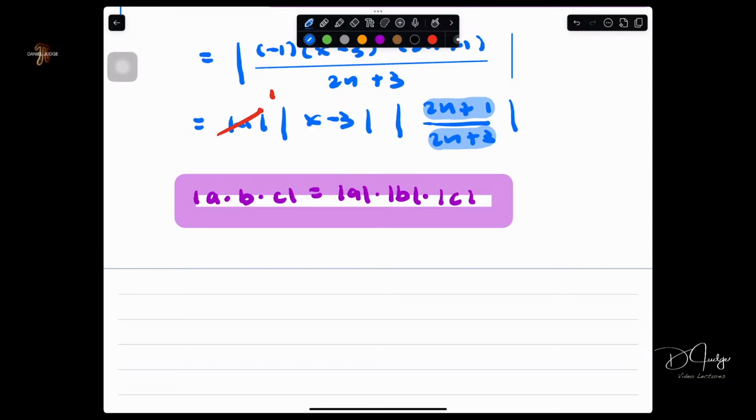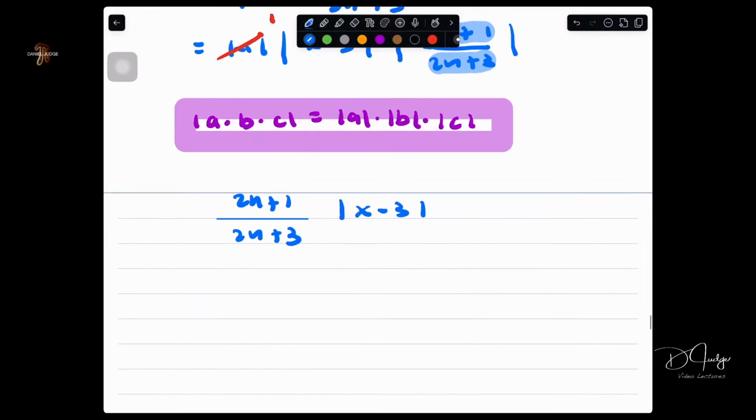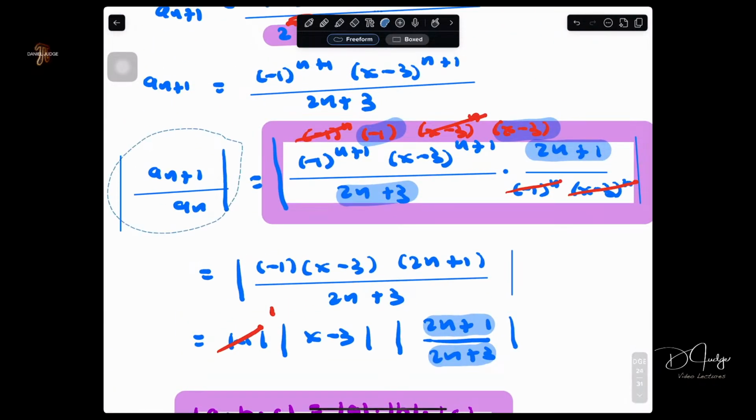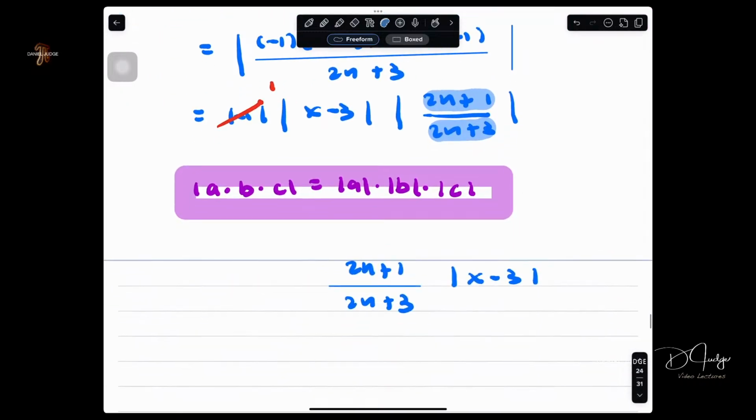So I'm going to write it this way. You got 2n plus 1 over 2n plus 3 times the absolute value of x minus 3. That is, again, just this ratio here.